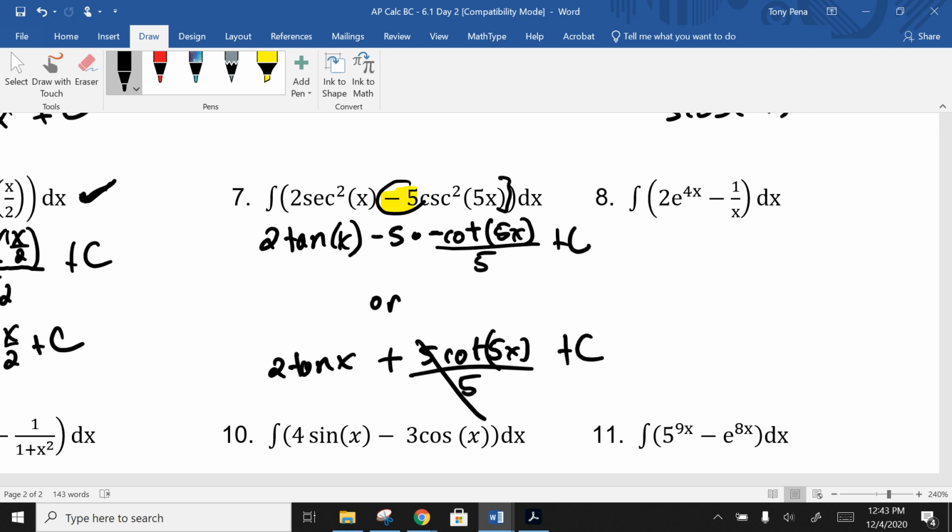So it's up to you how you want to handle these. If you want to ignore it and then just create a double negative, if you want to consider that a negative cosecant squared, that's probably a little bit better.